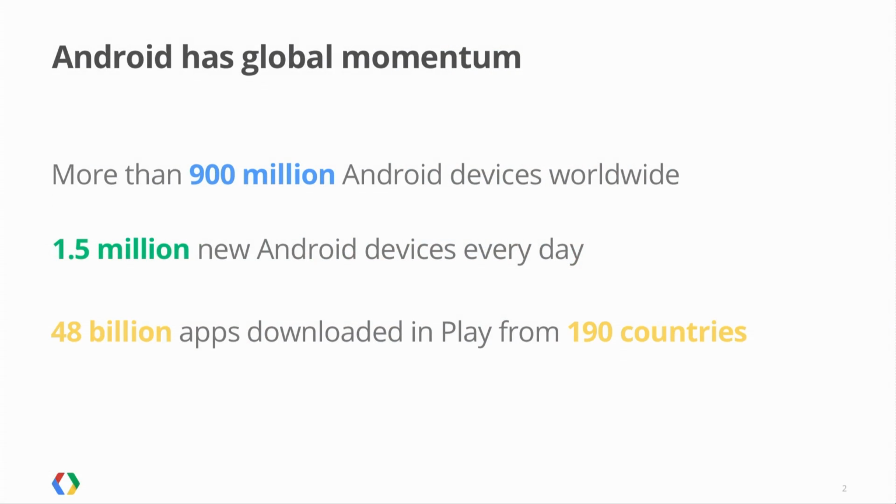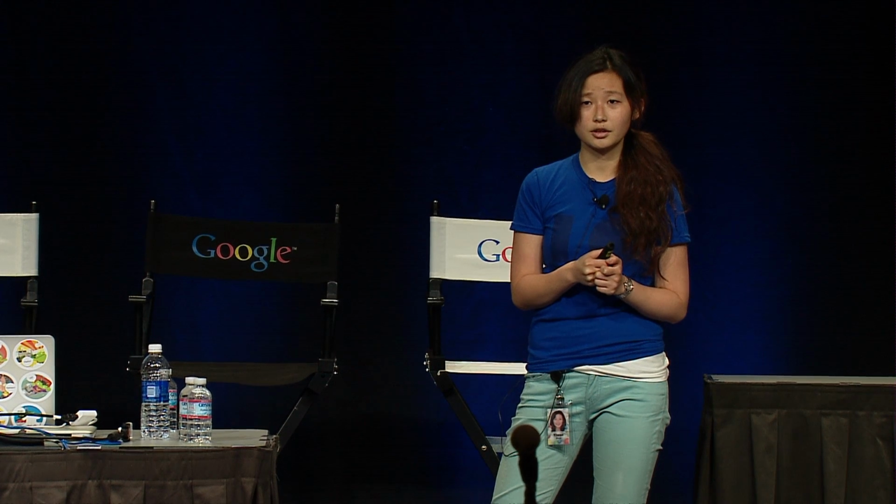Android has a lot of global momentum going for it. More than 900 million Android devices are activated worldwide, and every single day, 1.5 million new Android devices are being activated. In total, over 48 billion apps have been downloaded from the Google Play Store in over 190 countries. That's a lot of users, a lot of them international. Now, if your app were only available in English, how much of this user base do you think you've tapped into?